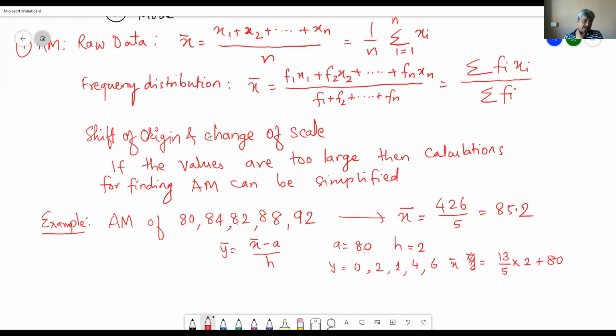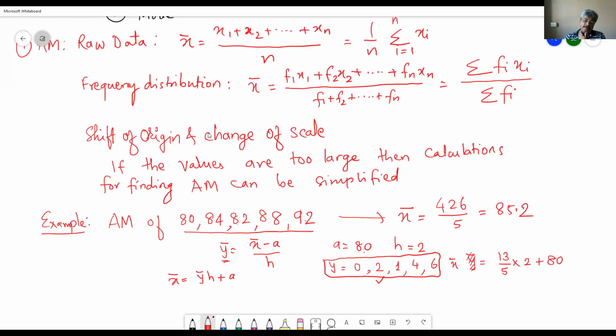x bar is equal to y bar into h plus a. So this y bar is a new average of these y's, and compared to these 5 numbers, these are smaller numbers, easy numbers to handle.